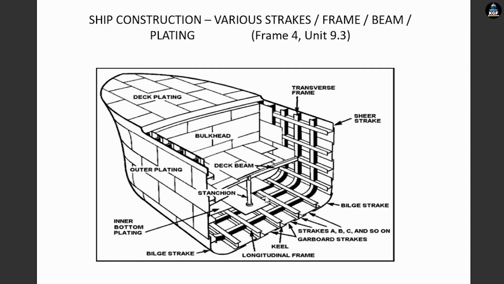So this is a picture of a bulk carrier ship in which various stacks, frames, beam is shown. You can consider that ahead of this bulkhead there will be a bosun store, a fore peak tank, and after and beside this there could be a general cargo hold.